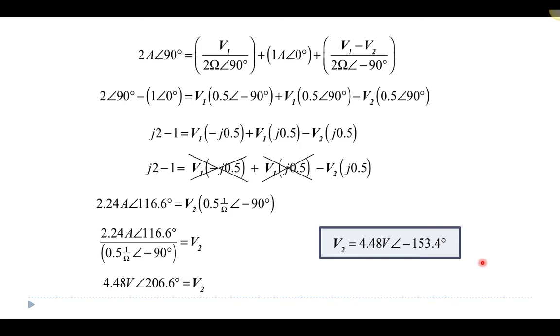All right, so we have figured out what the voltage at node 2 was, and we got lucky because we thought we were going to have to solve simultaneous equations for this because we had V1 and V2 as unknowns, but things canceled out nicely for us and we didn't have to worry about that.